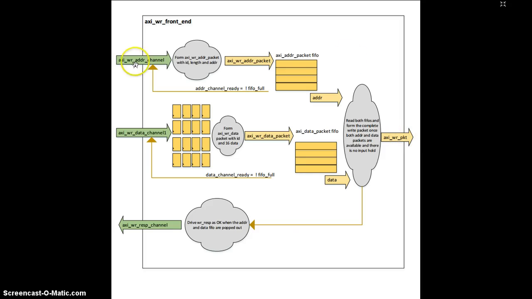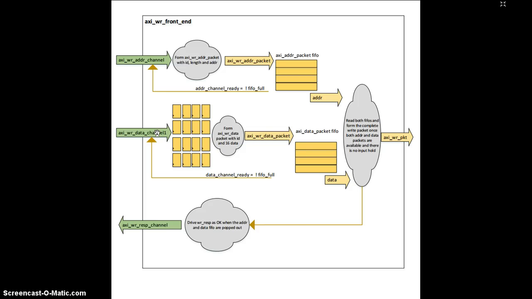In the address part, the address, the ID and the length field coming in the AXI write address channel are packed as an AXI write address packet and pushed into a FIFO. In the data part, all the data are pushed into a data FIFO, but here it's slightly different, because in a single clock cycle you get the address, ID and length field in the address channel, but in the data channel, in every clock you get only one data packet associated with the tag.